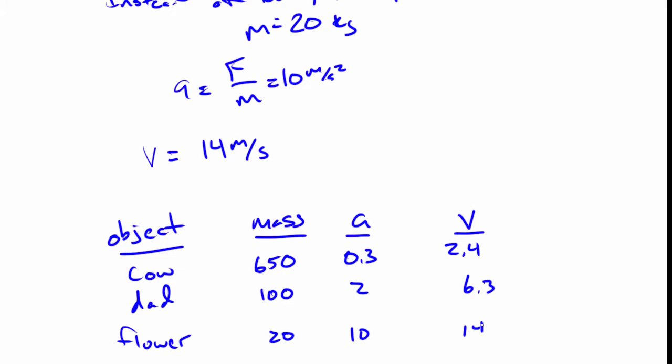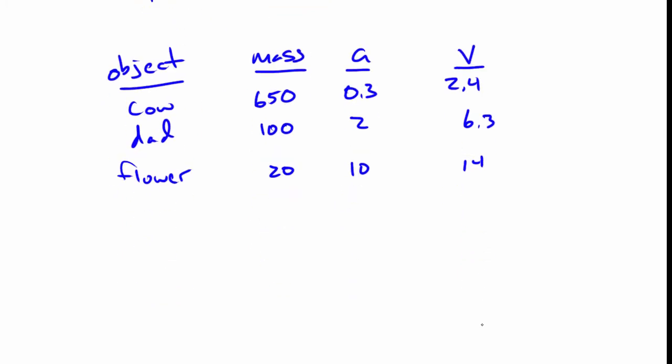The question then becomes, well, is there some quantity that isn't different? I don't know. I guess if we multiply different combinations of these things, we might discover that for the cow, if we did something like mass times speed squared, so 650 times 2.4 squared, I think gives us something like 4,000, right? And this is kilogram meter squared per second squared.